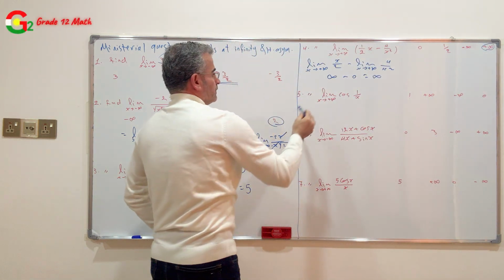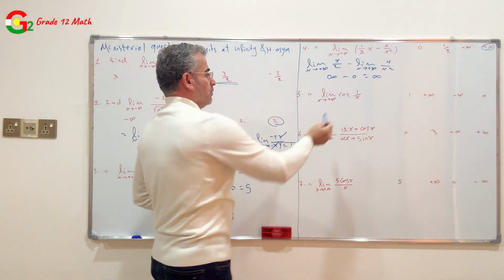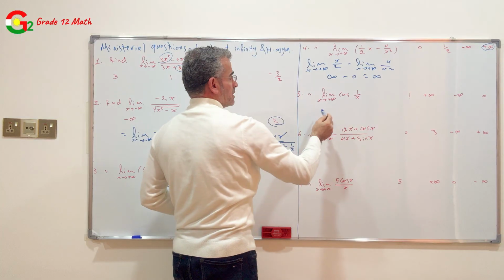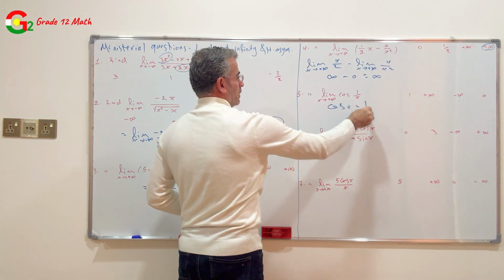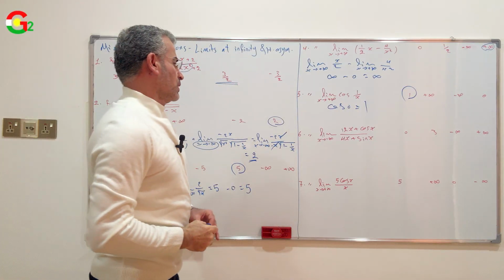Question number 5. Limit of cosine of 1 over x when x approaches positive infinity. 1 over infinity is 0, cosine 0 equals 1. Choice A.